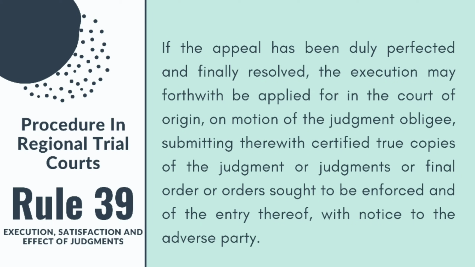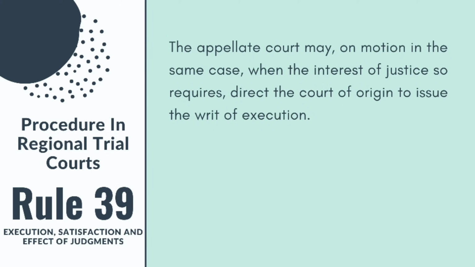If the appeal has been duly perfected and finally resolved, the execution may forthwith be applied for in the court of origin, on motion of the judgment obligee, submitting therewith certified true copies of the judgment, or judgments, or final order, or orders sought to be enforced, and of the entry thereof, with notice to the adverse party. The appellate court may, on motion in the same case, when the interest of justice so requires, direct the court of origin to issue the writ of execution.